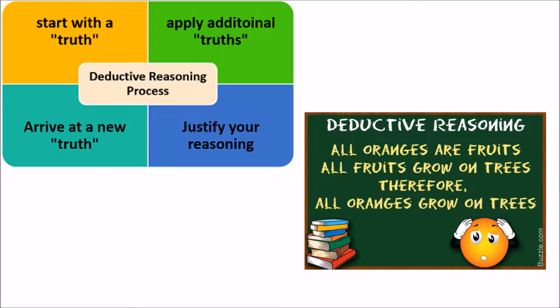So see what we've done there. We've started off with something that's universally true, that oranges are fruits. Okay, and then we apply another truth. The additional truth is that all fruits grow on trees. And therefore we've arrived at a new truth, which is all oranges grow on trees. Okay, so we've started off with a larger truth and we've narrowed our way down. So we've done a top-down type analysis.